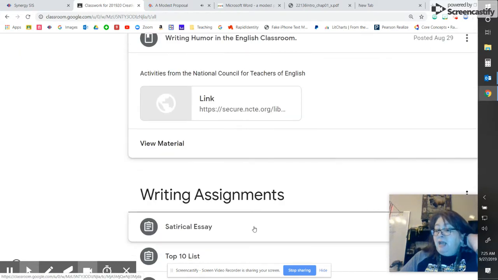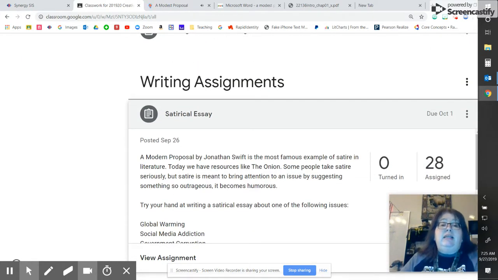So if we move to classwork and we pull up the writing assignment satirical essay, we can see A Modest Proposal by Jonathan Swift is the most famous example of satire in literature. Today we have resources like The Onion. So if you don't quite get satire after reading A Modest Proposal or looking at Google, go to theonion.com. And the funny thing is many people don't recognize that The Onion is satire. It's all tongue in cheek. It is not reality, but a lot of people tend to tweet it out or share it on Facebook as if it were real news, which is totally bizarre to me, because there is a disclaimer on the website.